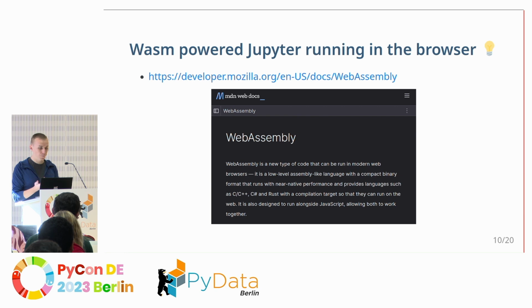So as we said, the kernels run in a browser, and that is made possible using a browser technology called WebAssembly. So WebAssembly is the fourth standard in the web browser world. So you have HTML, JavaScript, CSS, and now we have WebAssembly. WebAssembly allows you to take a program written in another language, for example, C, C++, or even Rust, and compile it to something that the web browser can understand.